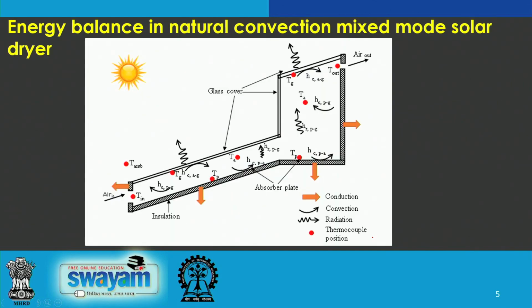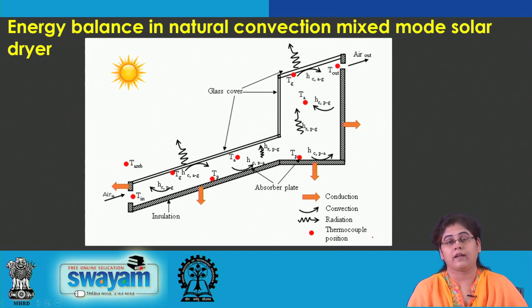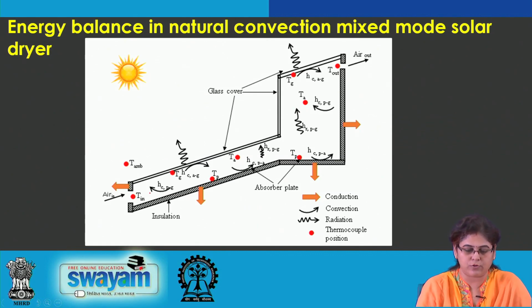Now, coming to the energy balance in solar dryers, in the previous class we discussed three common designs of solar dryers, namely direct, indirect and mixed mode type solar dryers. The mixed mode type being effective in achieving a faster drying rate and taking much less drying time compared to direct and indirect, we will analyze the energy balance in the natural convection mixed mode solar dryer. This mixed mode solar dryer is composed of a solar flat plate collector as well as a drying chamber.